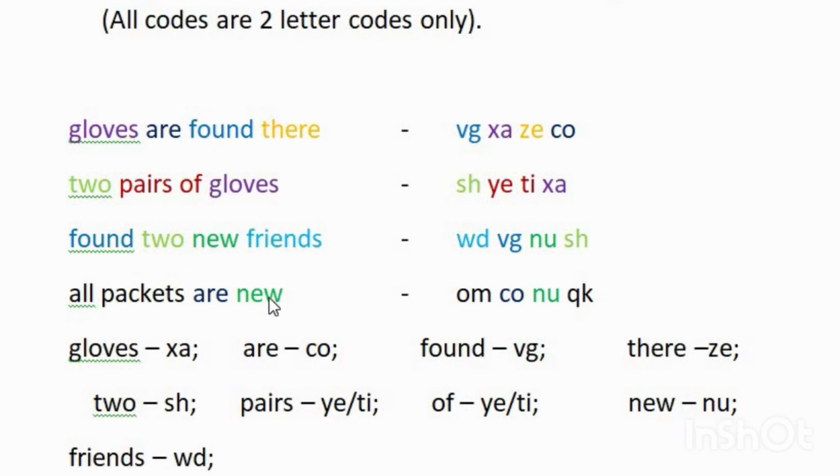Then the only word remaining in the third line is friends. So the remaining code in the third line is WD. So we can write the code for words is WD. The only two words remaining in this particular code language are all and packets, right? So the only codes remaining are OM and QK, right? So we can write the code for all is either OM or QK, and the code for packets is also either OM or QK. So these are the words and their corresponding codes.